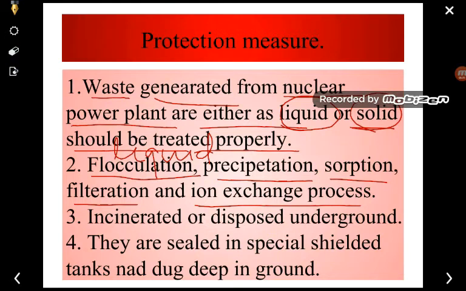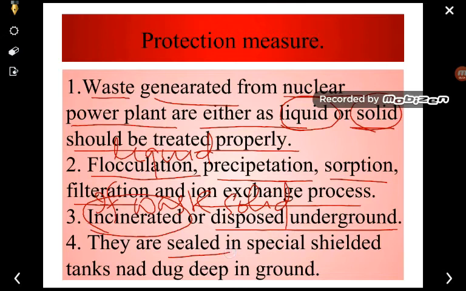Third point is that if the waste is in the form of solid, अगर आपका waste solid waste है then this waste is to be incinerated. ये जो waste को हमें incinerate करना पड़ेगा या फिर last option, that is we have to dispose in the underground. But this disposal should be sealed. हम जो dispose करेंगे, हम directly इसको dispose नहीं करेंगे. This should be sealed in special sealed tanks and dug deep in the ground.